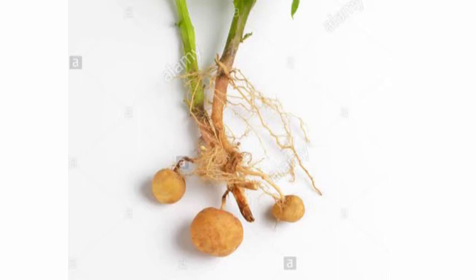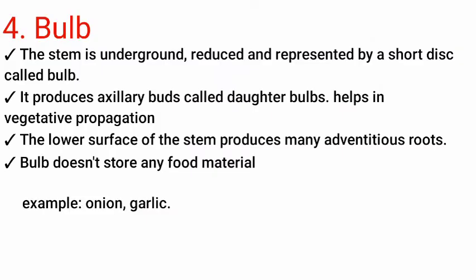Now, the very last type of underground stem modification is bulb. In this type, the stem is underground, reduced and represented by a short disc-like structure called a bulb. It produces axillary buds called daughter bulbs, which help in vegetative reproduction. As usual, the lower surface produces adventitious roots. A bulb doesn't store any food material. Examples, onion and garlic.